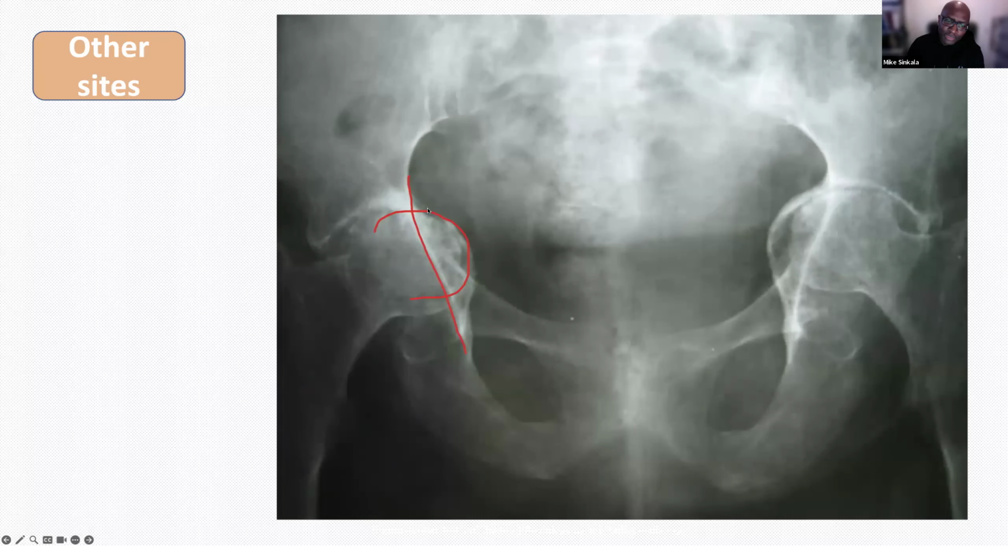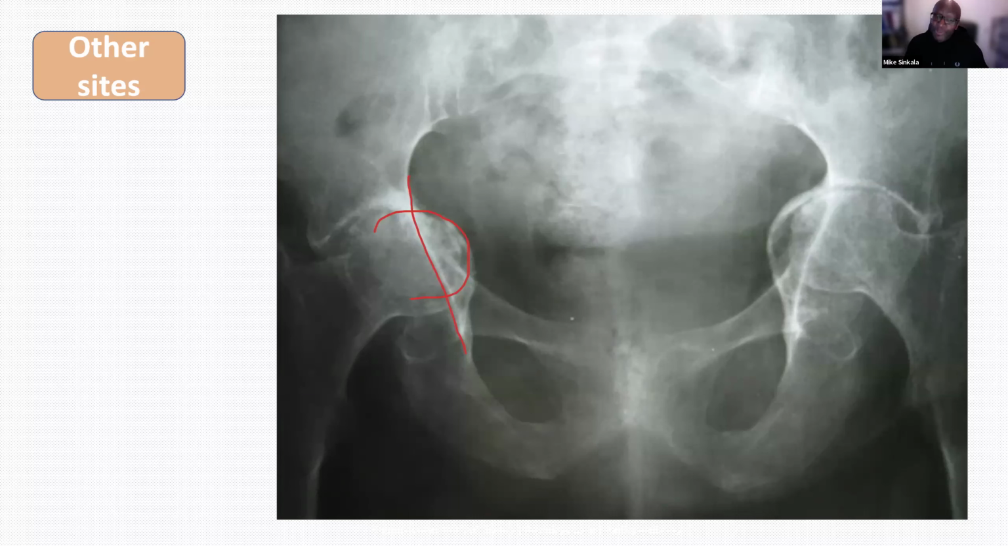So the acetabular roof should not go beyond this line. But in a patient with rheumatoid arthritis, there is erosion of this acetabular roof, and then the head of the femur pushes the roof of the acetabulum towards the spine, and this is what is called acetabular protrusio.